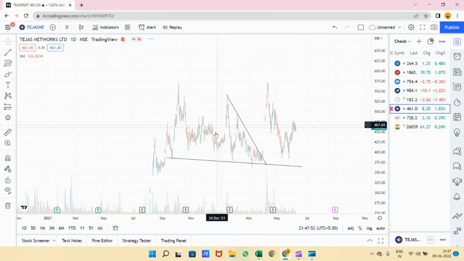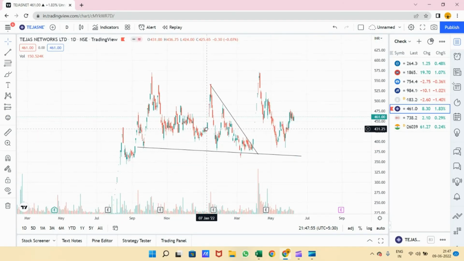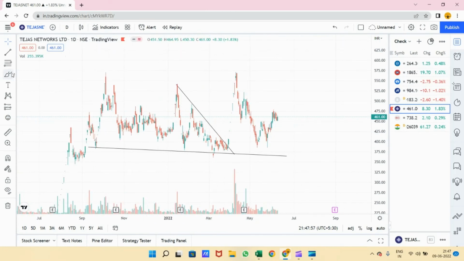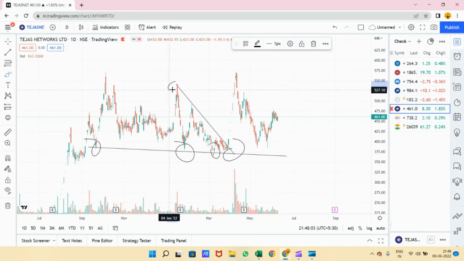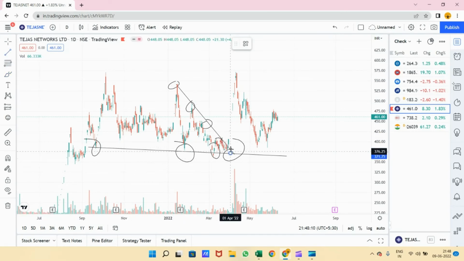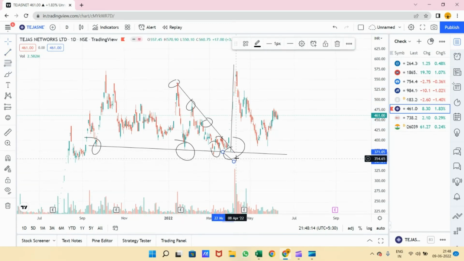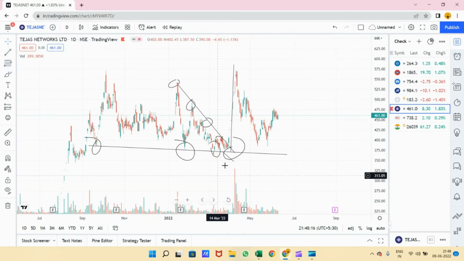Yeah, this is also the descending triangle pattern. As we learned earlier, the buyers only buy here and here and here, but the sellers shorted here and here and here and here. And as I said earlier, it either gives a breakout or a breakdown. We can't say it will give a breakout or it will give a breakdown. No, it's not like that.